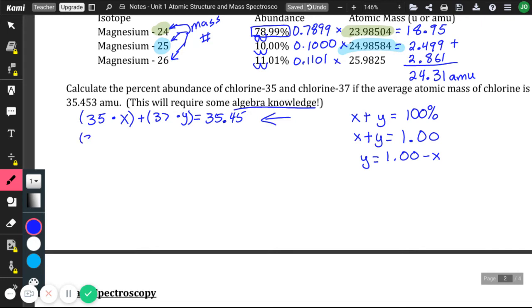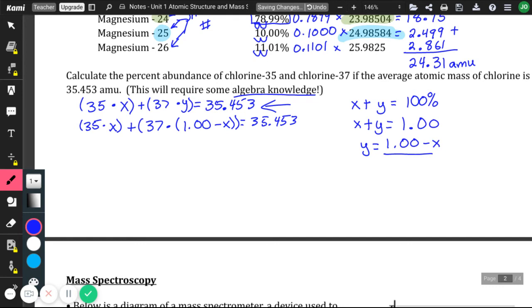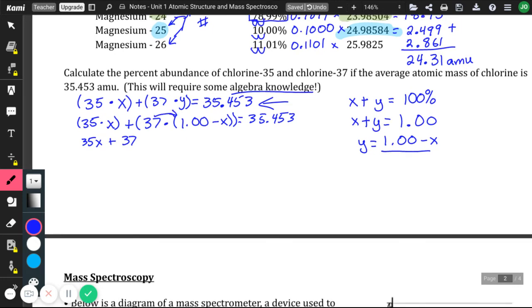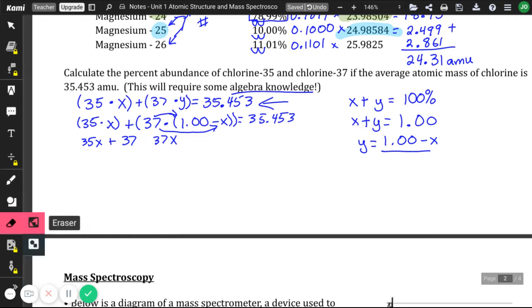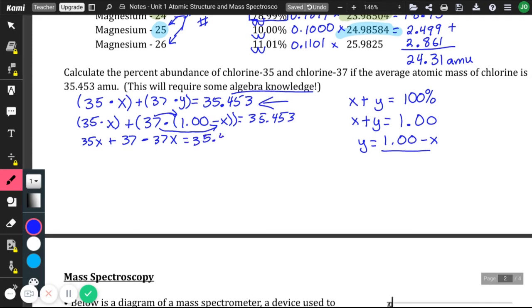Now I can replace that Y with X. So how do I do that? 35 times X plus 37 times, now I'm replacing my Y with what Y equals over here, so Y equals 1.00 minus X. And then that's going to equal 35.453. Now, I need to go back in and start solving this. So I have 35x plus 37, because that was 37 times 1, and then 37x, which is 37 times x. Now, it wouldn't be plus, it'd actually be minus, because we subtracted that x there. And that's going to equal 35.453.